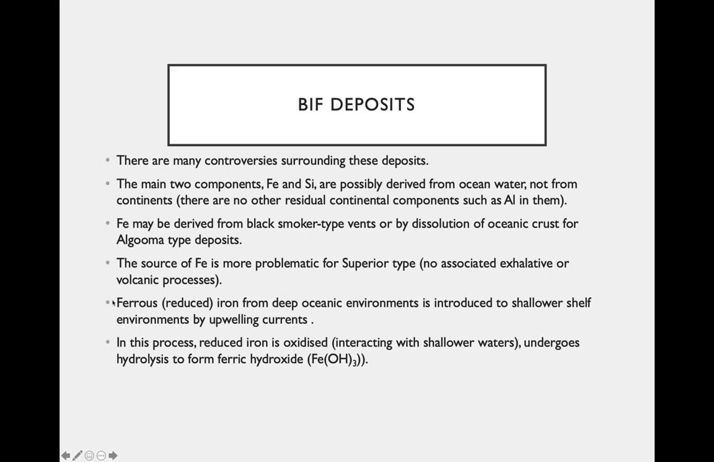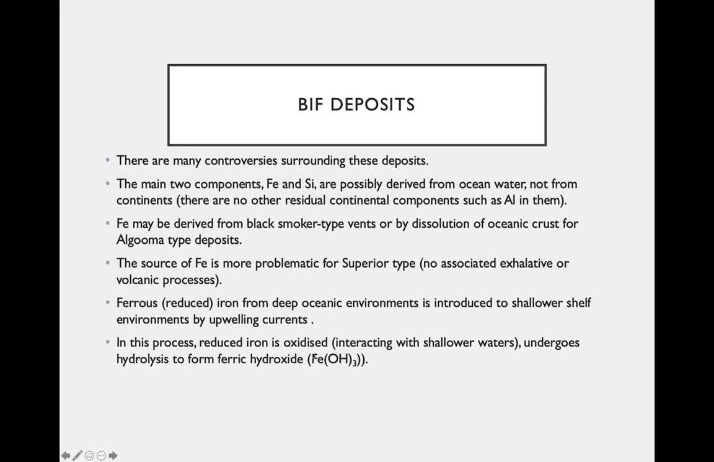So what happens is we have ferrous or reduced iron, so Fe2+, and the deep oceanic environment is introduced to the shallow continental shelf, and it intersects a portion of the water at shallow levels that oxidizes the iron. It undergoes hydrolysis, and we can form ferric hydroxide, so it dissolves out of the water column.